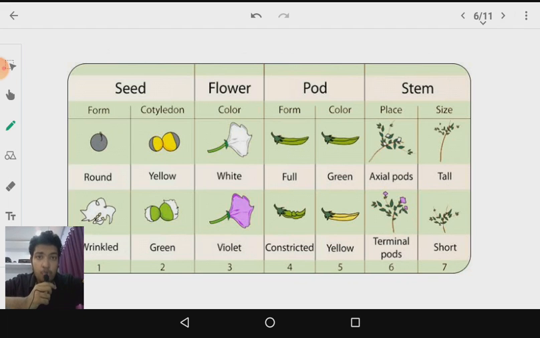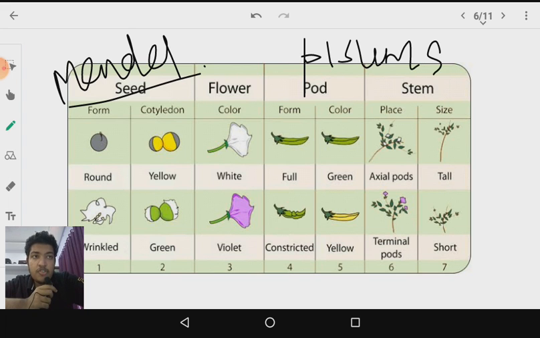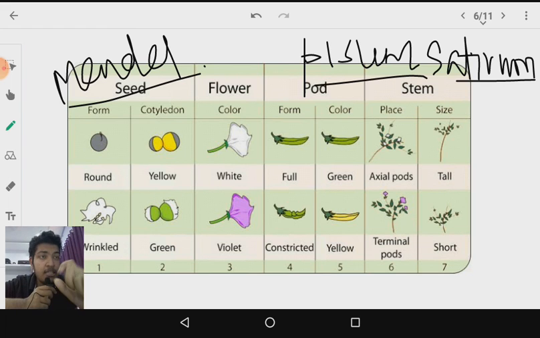Now let us talk about Mendel's experiment. Gregor Johann Mendel was known as the father of genetics. He was the first person who dealt with various experiments in genetics, and his experimental object was a pea plant. And do you know the scientific name of the pea plant? It is Pisum sativum. So this Pisum sativum was considered as the experimental object by Gregor Johann Mendel. He studied different varieties of pea plants.